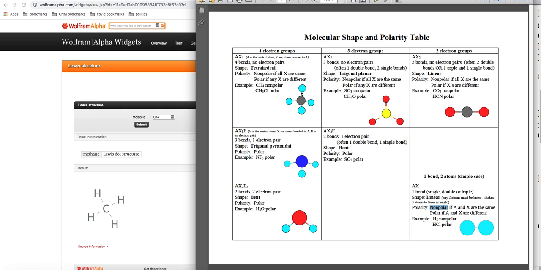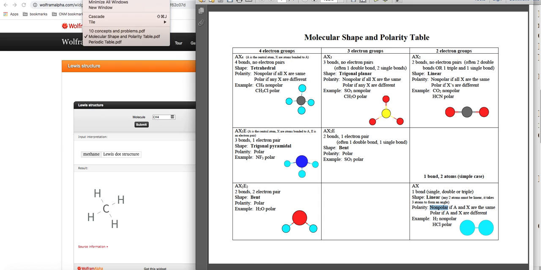CH3Cl is polar, and that would be a carbon in the middle. 3 of these light blue atoms would be hydrogen, and 1 of them is chlorine. So any of them being different from each other would make this polar. So it could be 1 hydrogen and 3 chlorines, or 2 hydrogens and 2 chlorines. Any combination like that is going to make this whole molecule polar.